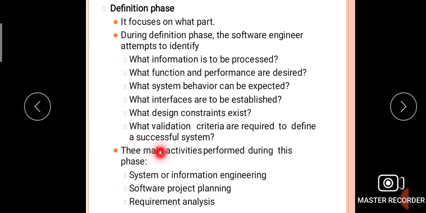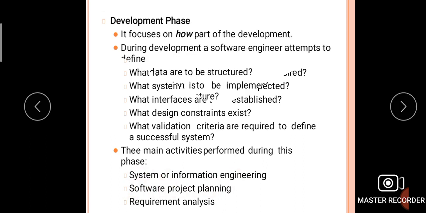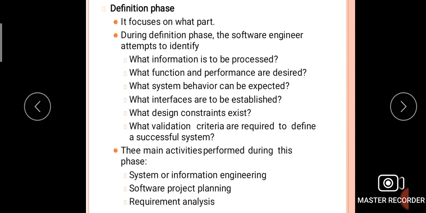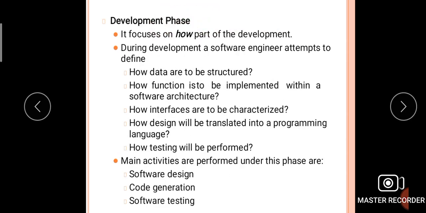So the three main activities performed during this phase are first of all system or information engineering, software project planning, and requirement analysis. Next, the development phase. It focuses on the how part of the development. So the definition phase focuses on the what part, and the development phase focuses on the how part.